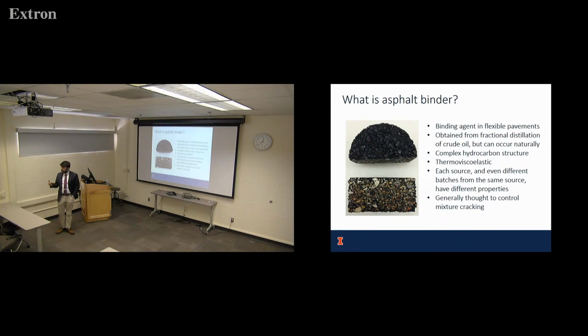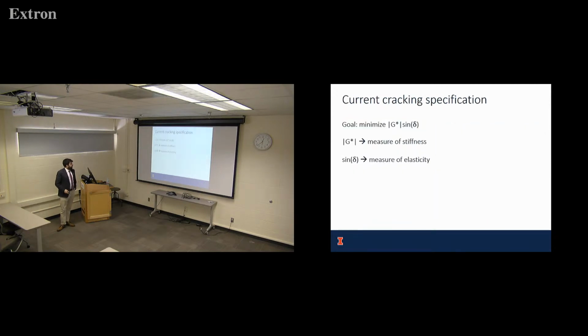And generally, the binder is thought to control cracking in the mixture. When we talk about cracking, often we're thinking that cracking occurs through the binder because it does have a lower strength than the aggregates. So the current cracking specification was developed as part of Superpave in the 90s. A lot of hard work went into this to replace using penetration and ductility, penetration and viscosity. And when we replaced those, this was a huge improvement for neat asphalt binders.